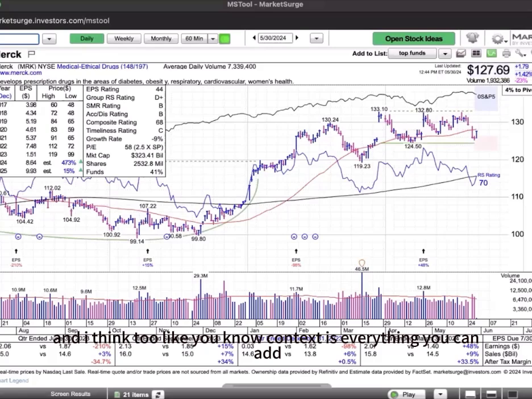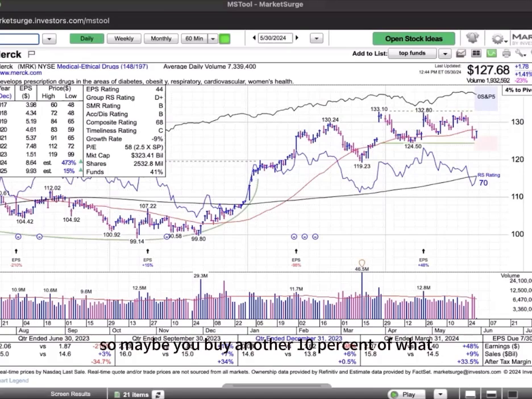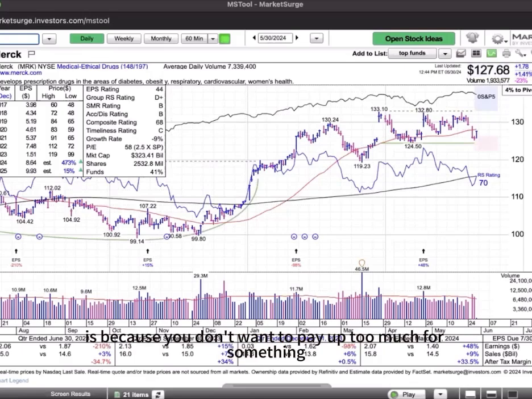You can add on a high like that, but with the idea of not wanting to drive up your average cost. So maybe you buy another 10% of what you have already to keep it small, to add a few extra shares, but not driving up where your average price is. Because you don't want to pay up too much for something.